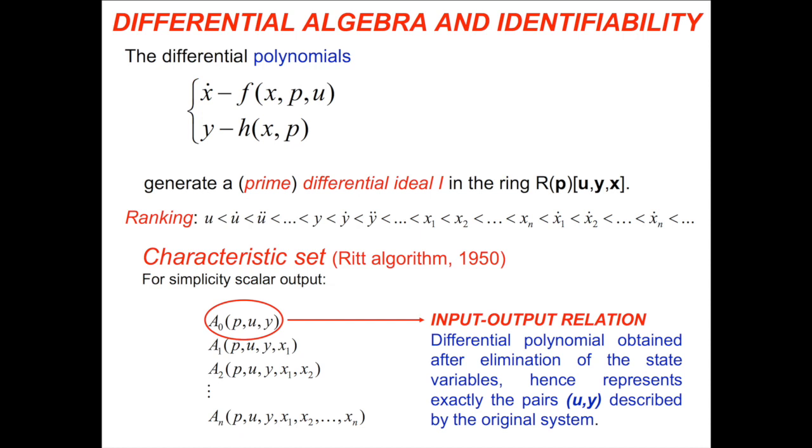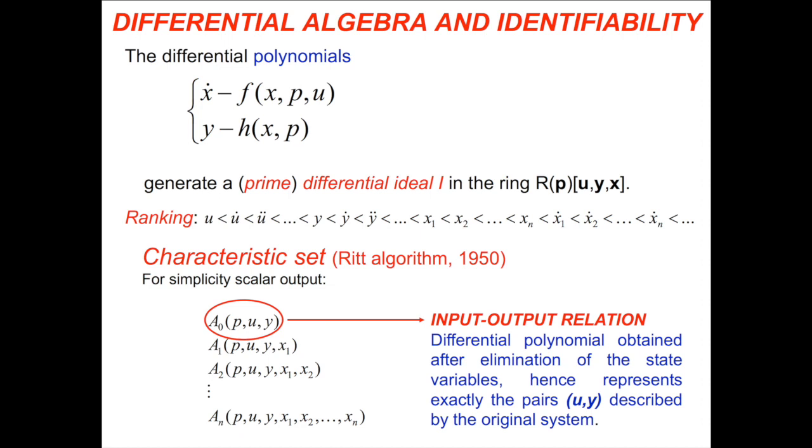So after having defined a ranking among the variables and their derivatives, we have to apply the RIT algorithm, and we arrive at this set of polynomials which form the characteristic set. This is a particular form which is triangular in the variable x, and the first is free of x, and this is our input-output map or input-output relation, and it represents exactly the pairs u and y described by the original system.